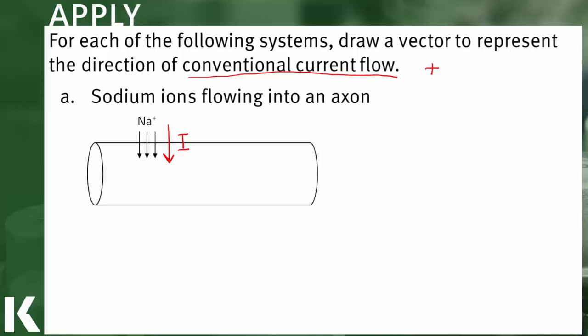I really like this example because so often when we talk about circuits, the direction of conventional current flow is opposite the direction of charge flow. But in this example, we can see a case where the direction of charge flow and the direction of conventional current flow are the same. Let's look at another example.